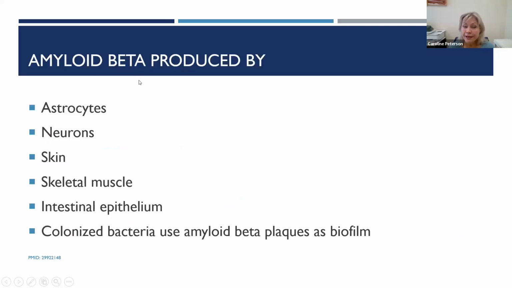The amyloid beta protein is produced by astrocytes in the brain, neurons, skin, skeletal muscles, intestinal epithelium, the cells that line the intestine, and even bacteria. Bacteria produce amyloid beta as a biofilm. I didn't know that.